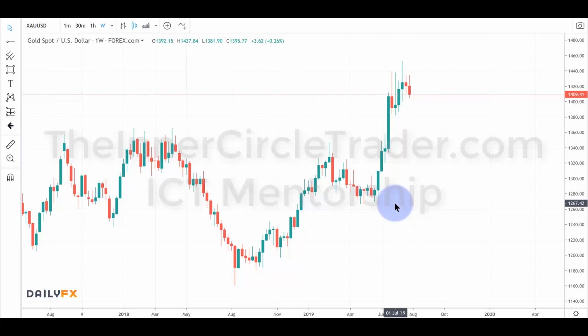Now, for your further study and understanding, you want to look in these areas right in here where we did our consolidation, compare that with the dollar index, and also compare the lows down here with the dollar index, and also compare where we are right now with the dollar index. And I'm referring specifically with SMT and seasonal tendencies.